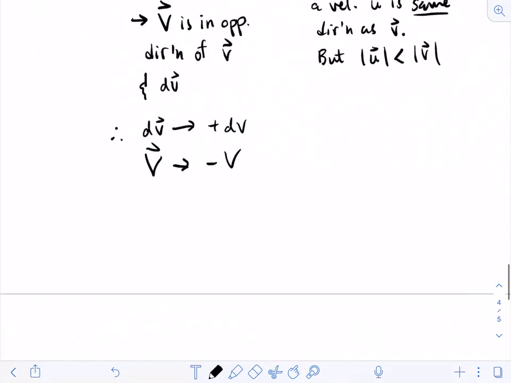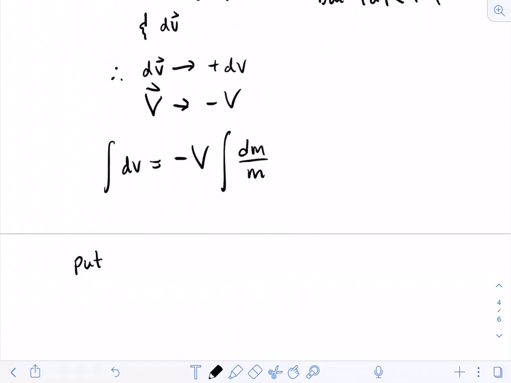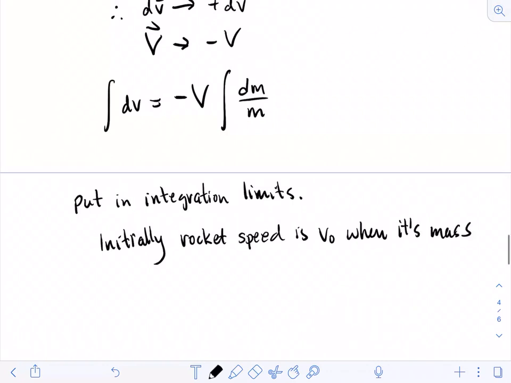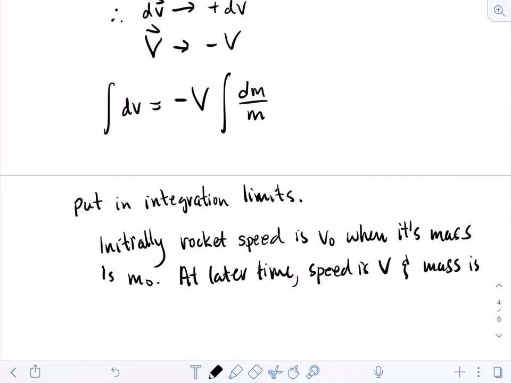Okay, so if we do all those things, then we could say that we have the integral of dv is equal to minus big V times the integral of dm over m. So let's put in some integration limits. We'll say initially the rocket speed is v0 when its mass is m0, and then at a later time the speed is v and the mass is m.